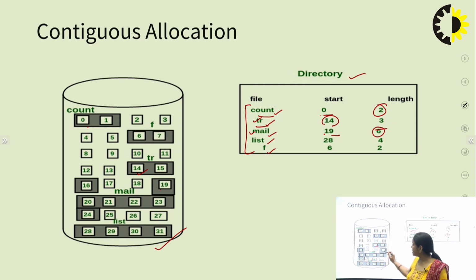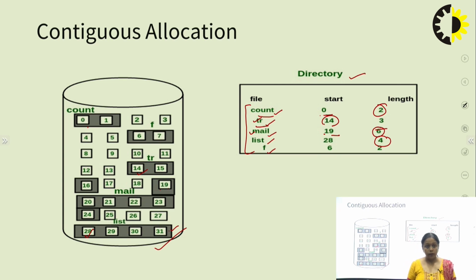It starts from 19, and the next one is list, which starts from 28, and the length of list is 4. You can see 28 here, and the length of the file is 4. That's why it takes blocks 28, 29, 30 and 31. And the last one is F, which starts from 6, and the length of the file is 2, so blocks 6 and 7. So you can see in contiguous allocation, we give a contiguous memory location to the file. We don't break the files into parts and store them. We can continuously store these files.